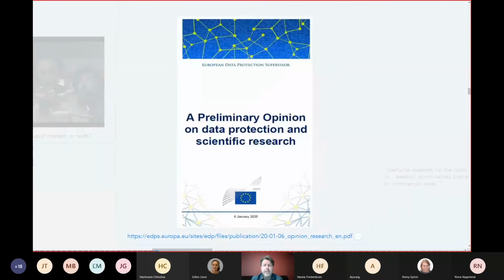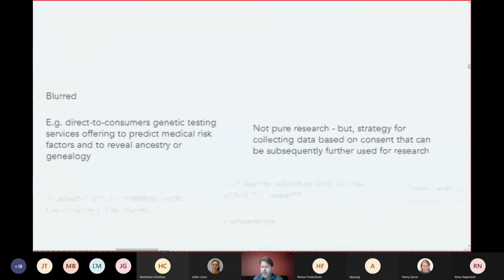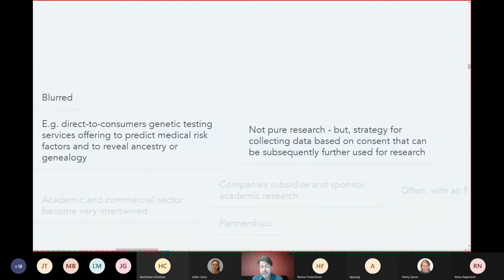There is, however, an interesting document also from the European Commission, more precisely from the European Data Protection Supervisor. And they have an opinion. It's a preliminary opinion, but I don't think it has been updated since last January. I could be mistaken, but I haven't seen it anyways. But in this opinion, and you will get the link later, they go a little bit more into detail about these differences between research as such and then research for the common good or for the public interest, which is, of course, different. One of the conclusions that they have is still that it's quite blurred, actually. And they do give some examples.